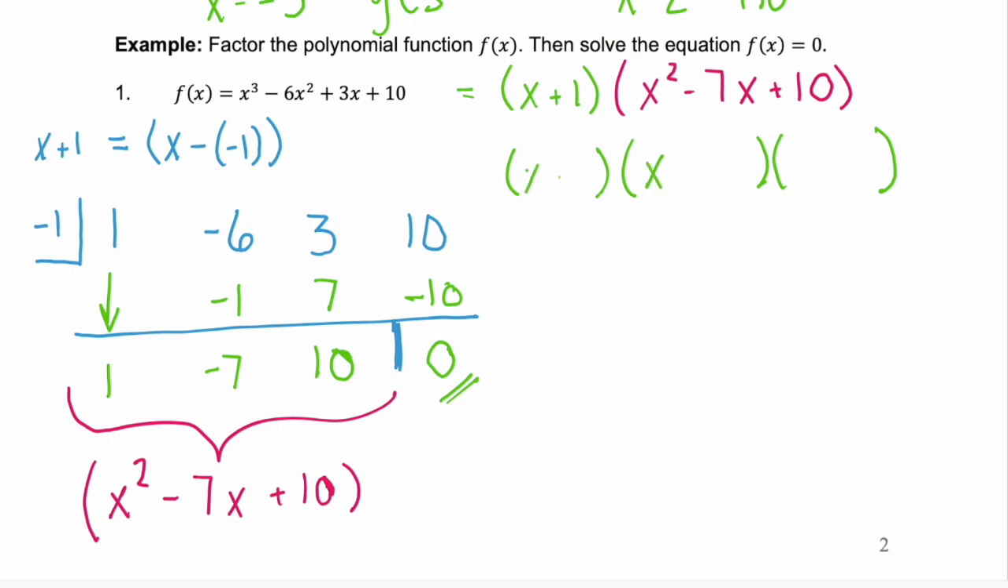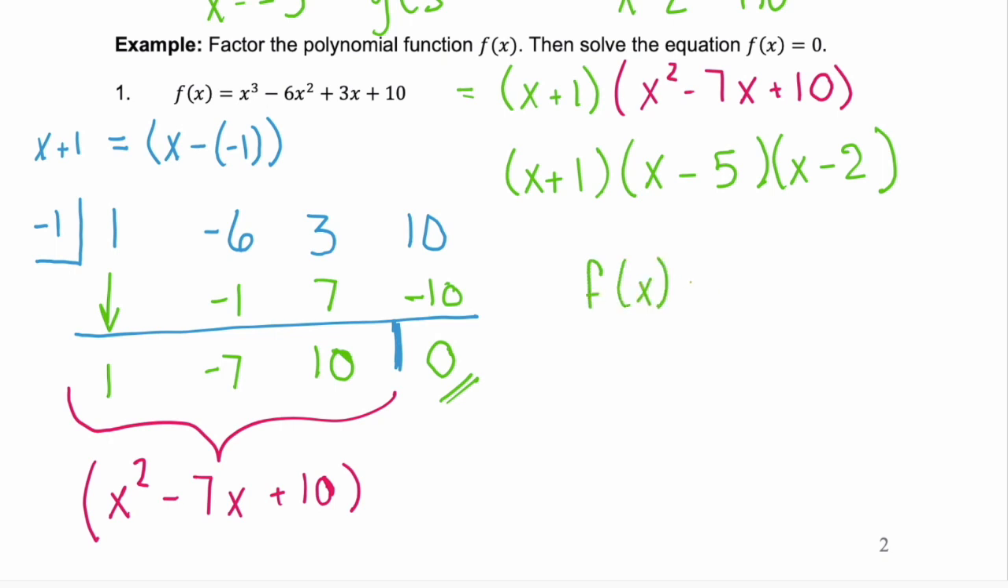So we know that we're going to have x's, and we're looking for two numbers that multiply to 10 but add to -7. So how about 5 and 2? And they're both negative. Now we need to solve for the zeros.